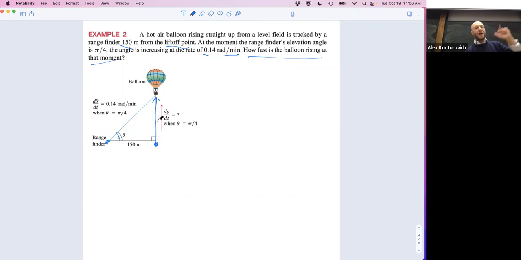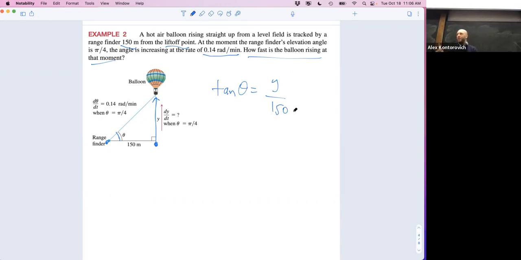And the question is, how fast is Y changing? Dan says we need a relationship between the angle and Y. What do we know? Let's look at this right triangle. We want Y. We know this 150 and we want this angle. That's screaming for tangent. Tangent is opposite over adjacent. So our relationship is tan theta is opposite Y over adjacent 150.